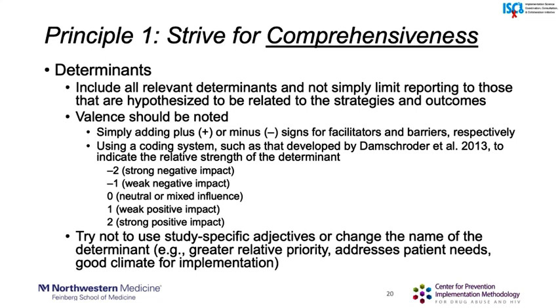So we recommend doing the valence using things like the plus minus or the -2 to +2 scale, in comparison to using study-specific adjectives or changing the name of the determinant itself. It's really difficult to compare if people are saying things like, this has greater relative priority, or this addresses patient needs, or we want to have a good climate for implementation. Those are difficult things to quantify or to compare across studies. So that's why we're suggesting that a valence system is used.